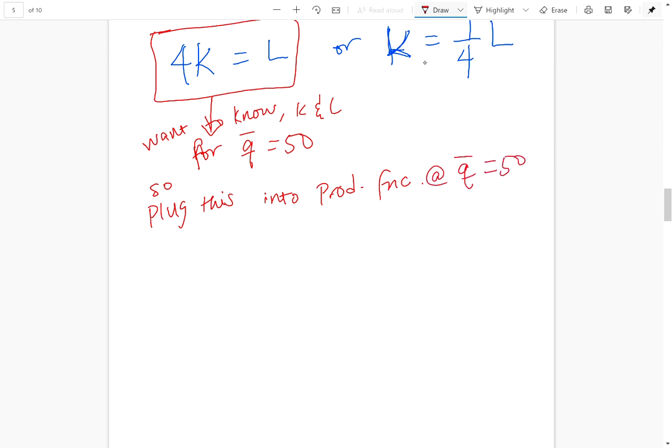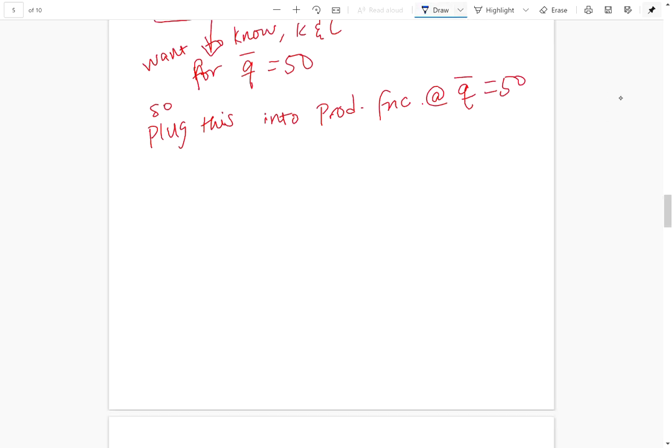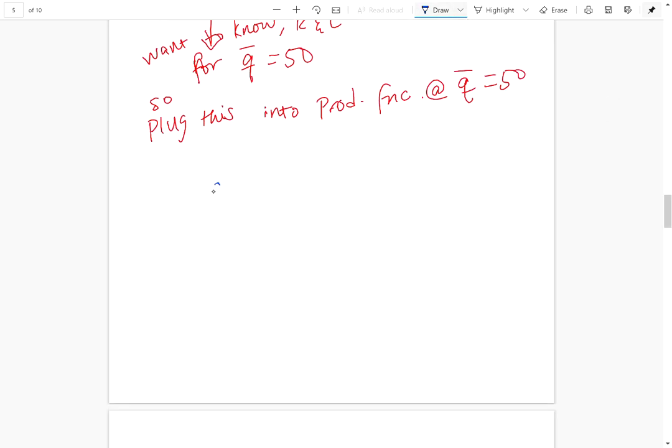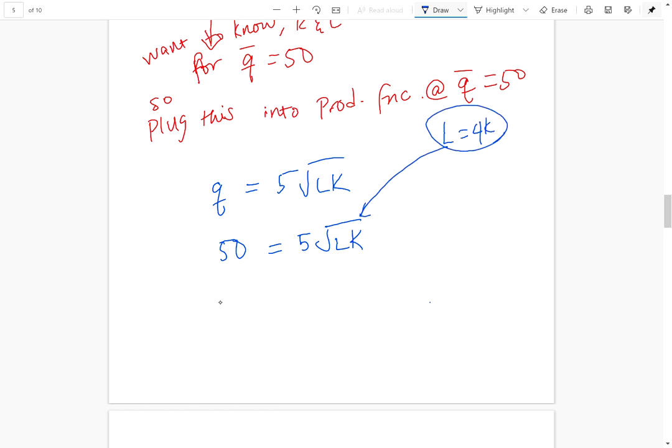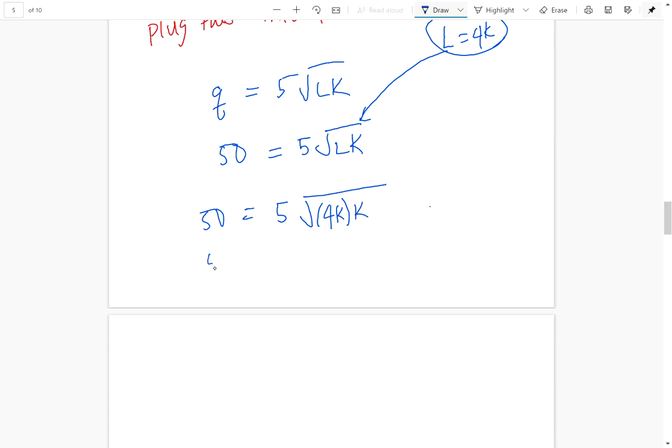So we have that Q is equal to 5 square root of LK, but we have 50, so this would be 50 is equal to 5 times the square root of LK. Now, since we know what L is, remember L is equal to 4K, we can plug that in here. So we have 50 is equal to 5 times the square root of 4 times K times K. So we have 50 is equal to 5 times the square root of 4K squared.